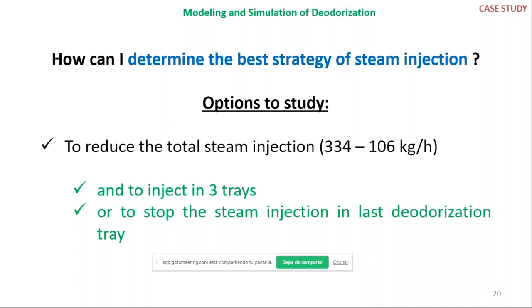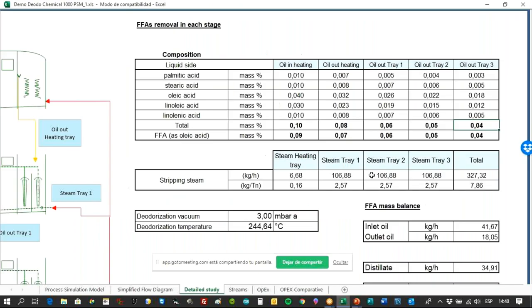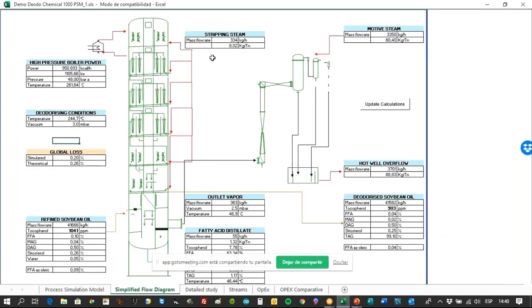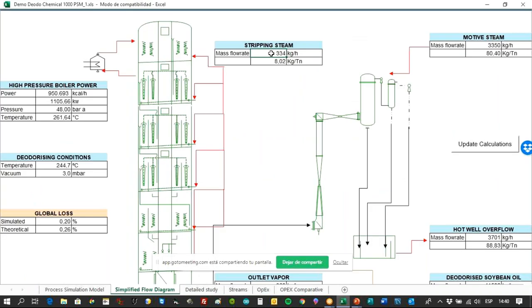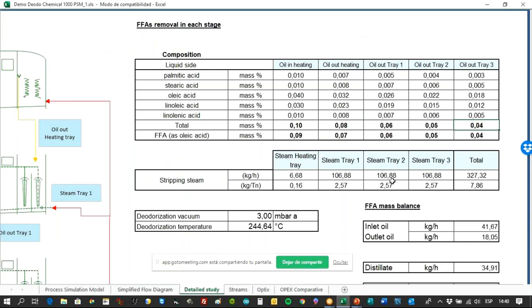We can reduce the total steam injection. Let me come back to the numbers. The total is 8 kilos per ton, which in terms of kilos per hour is about 334 kilos per hour. And from this number, we are injecting about 107 kilos per hour in the third deodorization tray. So one feasible analysis is that we can reduce this mass flow rate of stripping steam, and this is what we are going to analyze now.